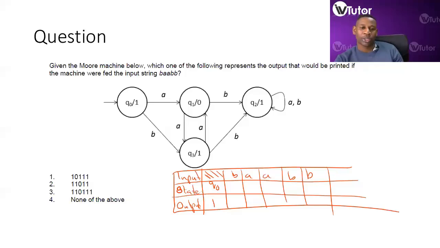If you're in Q0 and you encounter B, you go to Q3 with an output of 1. If you're in Q3 and you encounter an A, you go to Q1 with an output of a 0. If you're in Q1 and you encounter an A, you go to Q3 with an output of a 1. If you're in Q3 and you encounter a B, you go to Q2 with an output of a 1. If you're in Q2 and you encounter anything, you stay in Q2 with an output of a 1. So the final one is 1, 1, 0, 1, 1, option 3. Right, so that's much about the Moore machine.